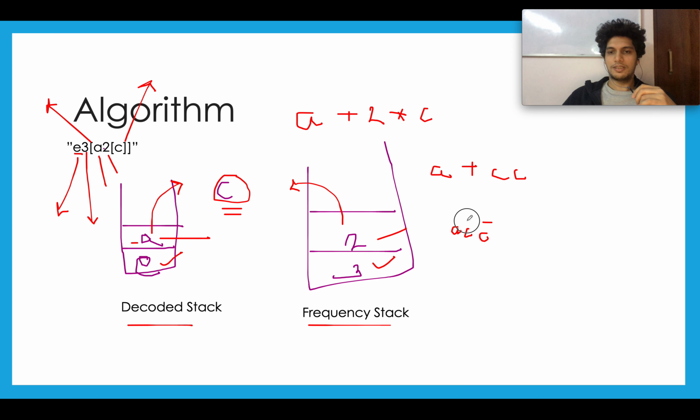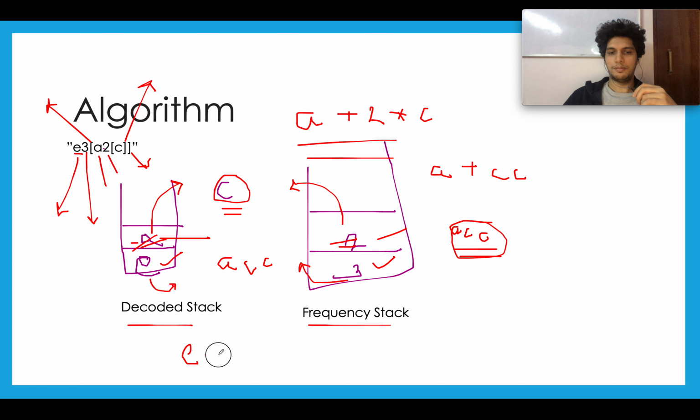Once you are done with this logic, you will update your current cached value to ACC, and these two are gone. Now you again witness a closing square bracket, and as soon as you see a closing square bracket, you are going to do the same thing again. So you'll pop the value from this stack, pop another value from this stack. This time your current cache stores ACC, and you'll apply similar logic to what we applied here.